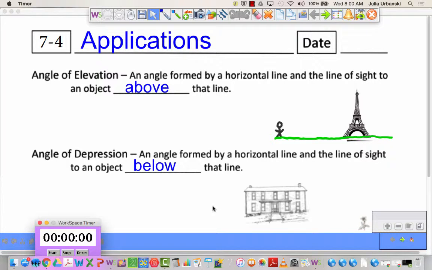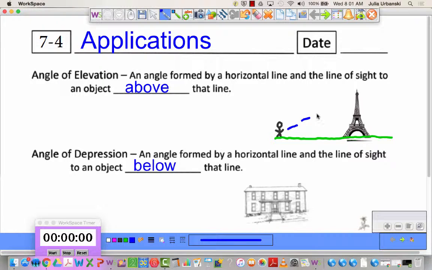7-4, this is called applications or word problems. Okay, what does an elevator do? They go up. Takes you up. Okay, good. Like the elevation of a mountain, those of you that go skiing, you're always thinking about how far down of elevation the snow comes, etc. So an angle of elevation is an angle that rises.